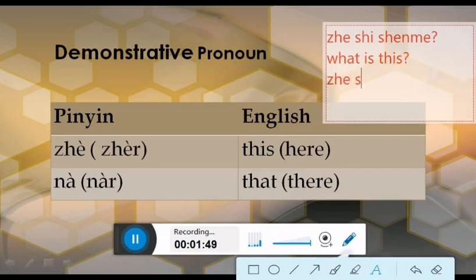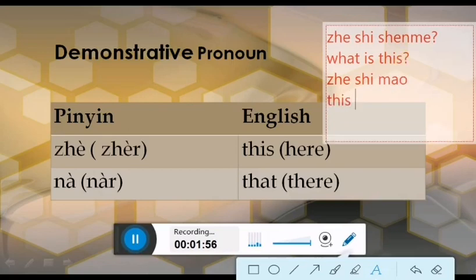这是猫。This is cat. 这 this, 是 is, 猫 cat. 这是猫 This is cat.